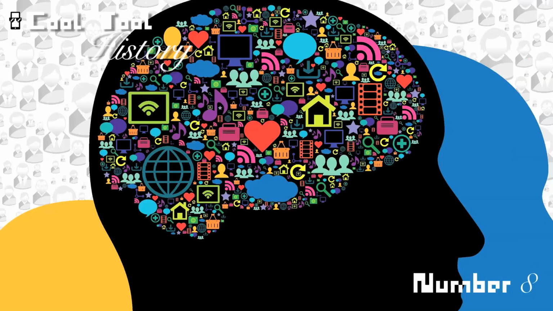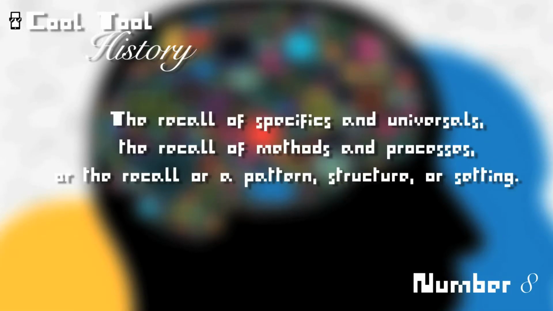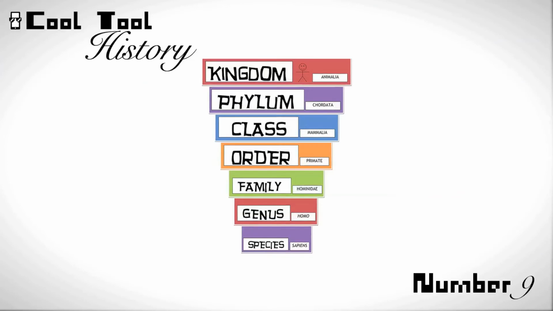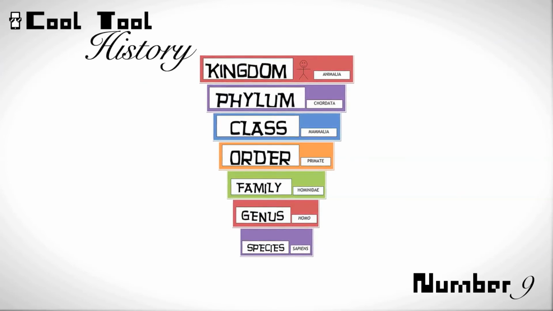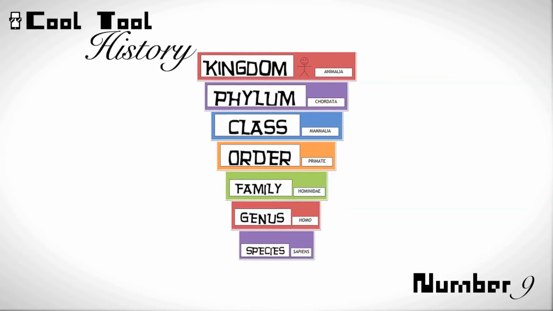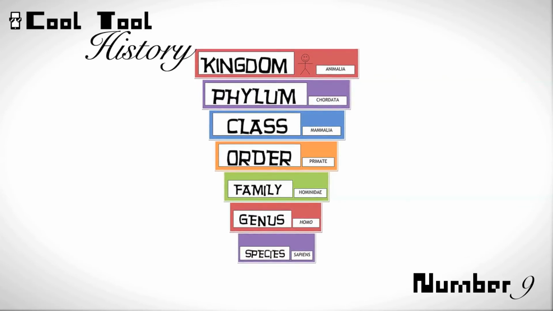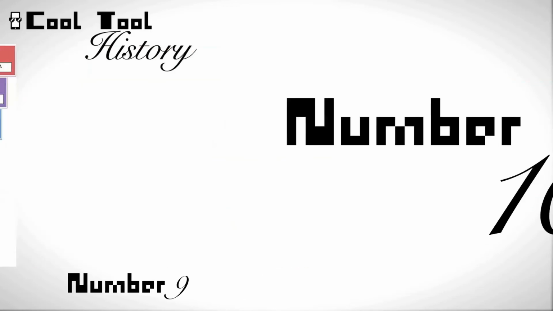Number 8. Bloom's taxonomy defines knowledge specifically as the recall of specifics and universals, the recall of methods of processes, or the recall of a pattern, structure, or setting. Number 9. Taxonomy is defined as a branch of science with classification. Many believe that Bloom's taxonomy is not a true taxonomy as it lacks a systematic rationale of construction.